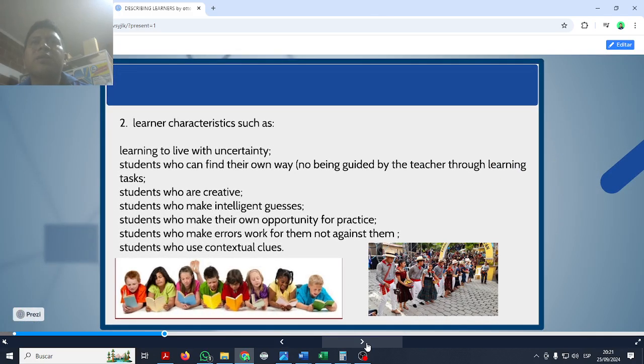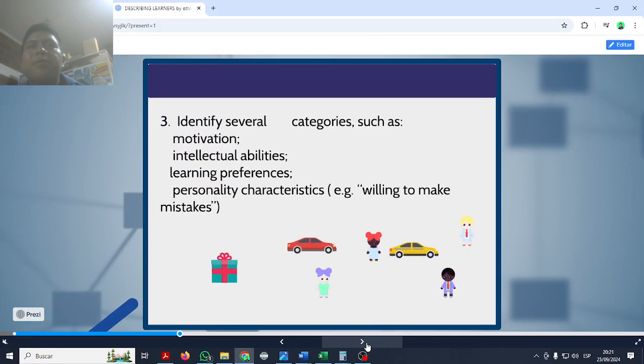Learner characteristics such as learning to live with uncertainty. Students who can find their own way, students who are creative, students who are intelligent, students who make their own opportunities, etc. Research identifies several categories such as motivation, intellectual abilities, learning preference, personality, etc.